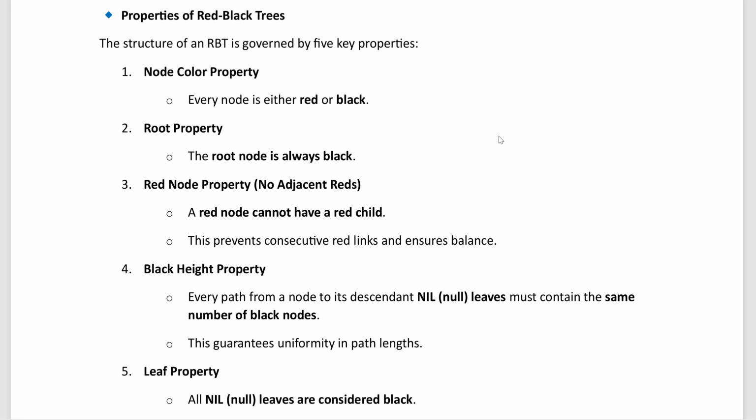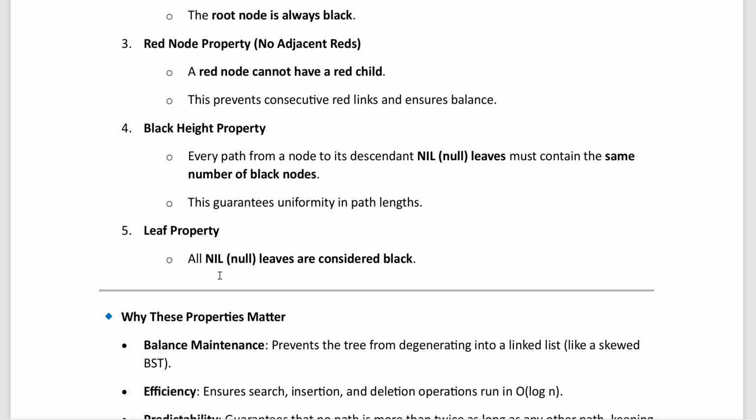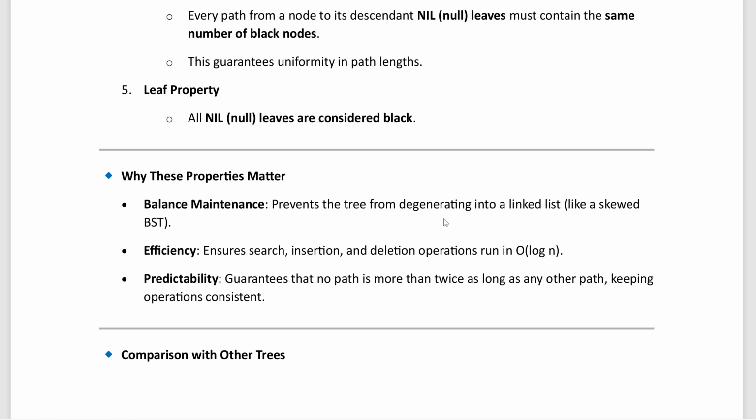The structure of a red-black tree is governed by 5 key properties. First property says that node color property: every node is either red or black. Second, the root node is always black. Third, a red node cannot have a red child. This prevents continuous red links and ensures balance. Fourth, every path from a node to its descendant, that is null leaves, must contain the same number of black nodes. This guarantees uniformity in path lengths. Fifth property says that all null leaves are considered black.